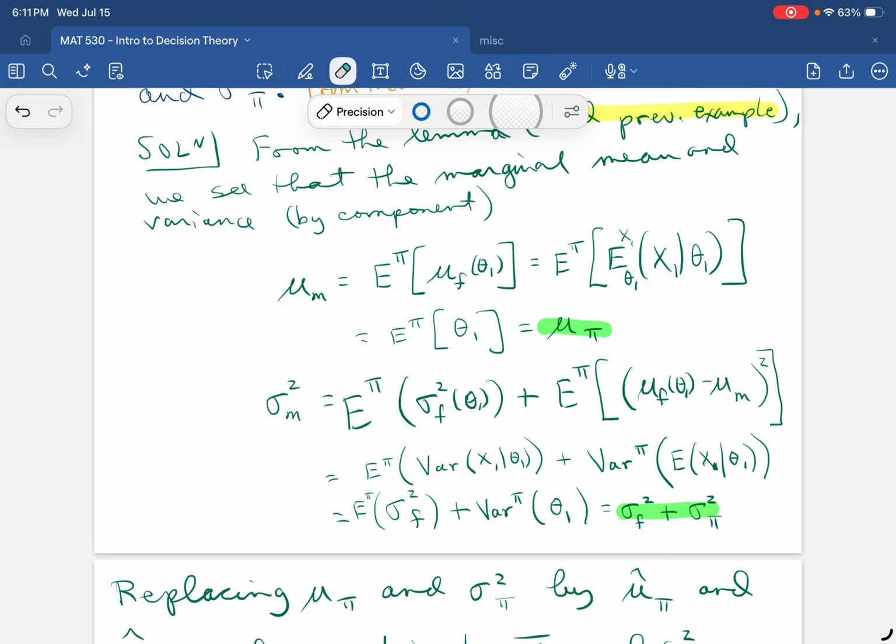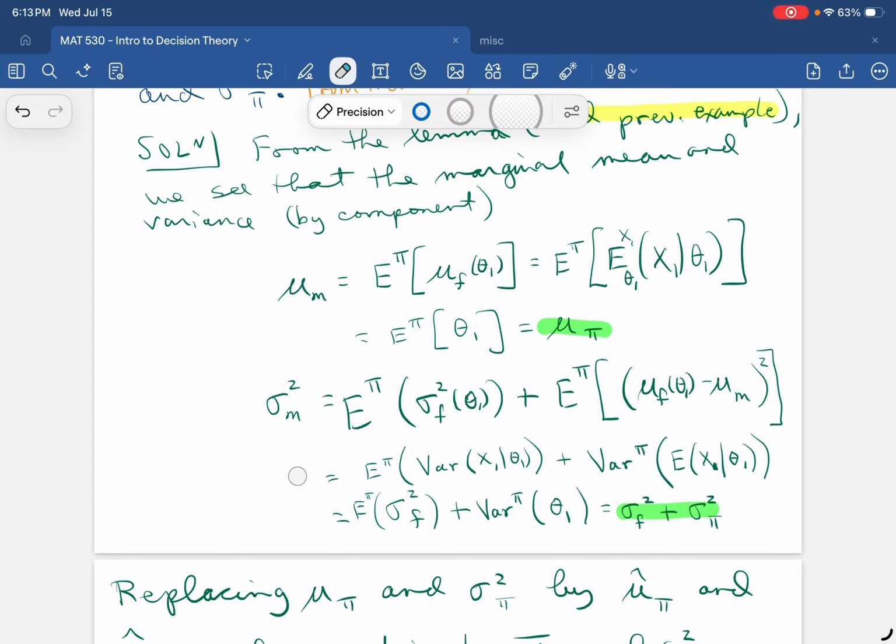Okay, now we can calculate the marginal variance using the law of total variance, which is the second formula that we got from the lemma. So first, we look at the conditional variance of x given theta 1, and then we take the expected value of that using our distribution on theta, and then we add to that this expression here, which is the variance with respect to theta of the conditional expected value of x given theta.